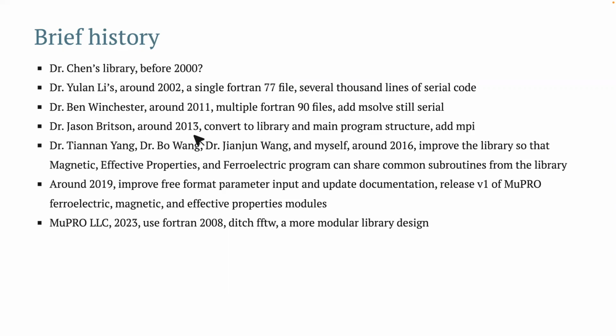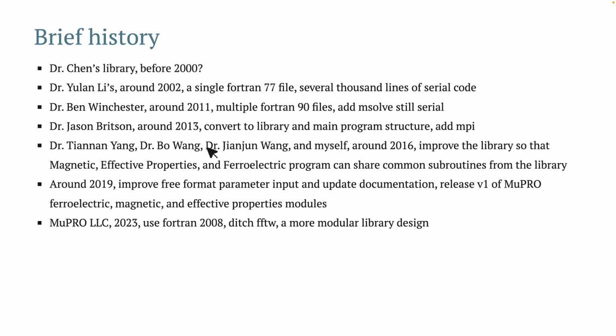And then roughly around 2013, Dr. Jason Brisson converted Ben's code into this library and main program structure. And he also added parallelization using MPI into the code. Yeah. So I usually just consider Jason's code as the initial version of our MuPro library because this is the first version that has this library and main program structure.